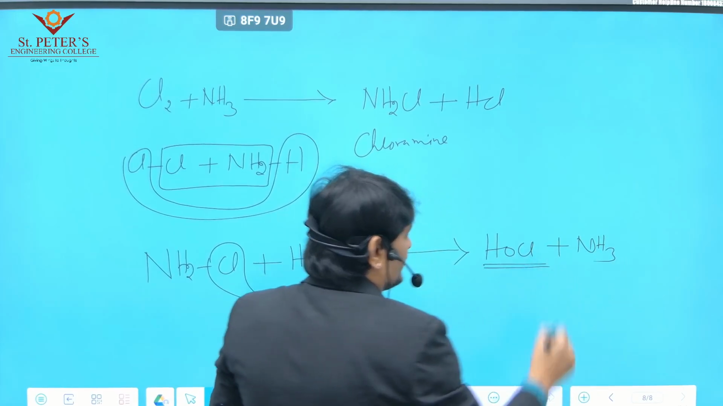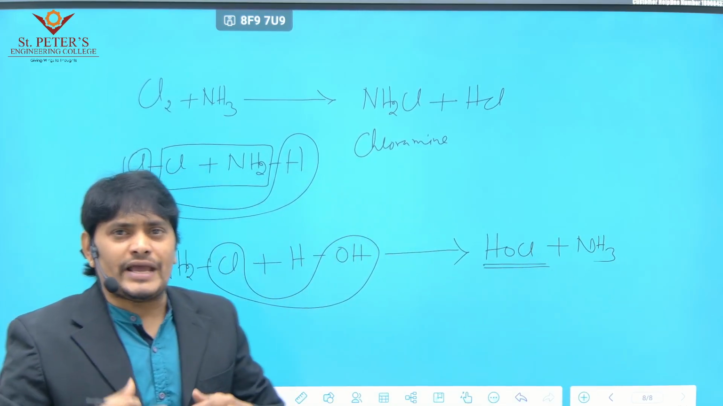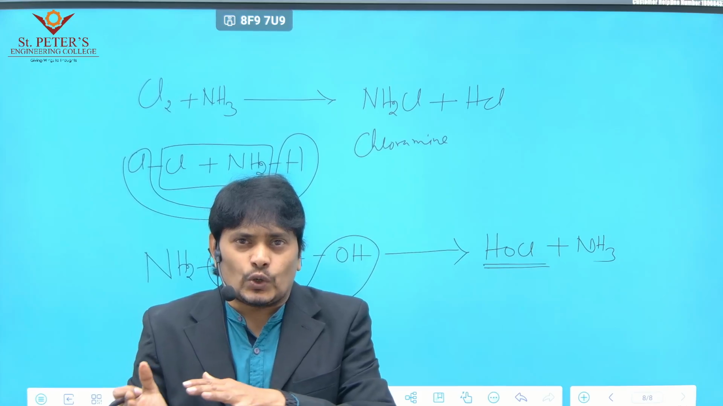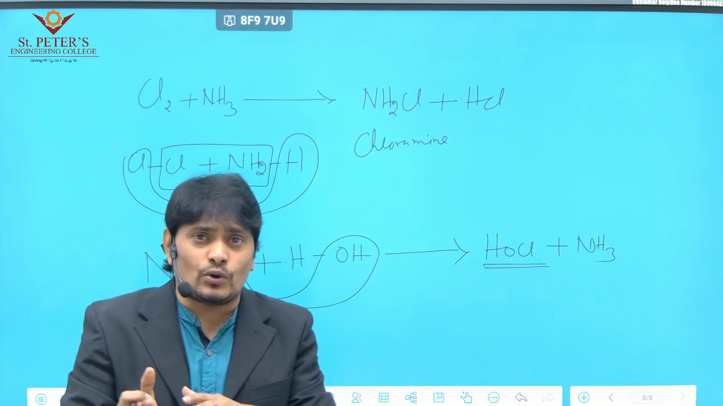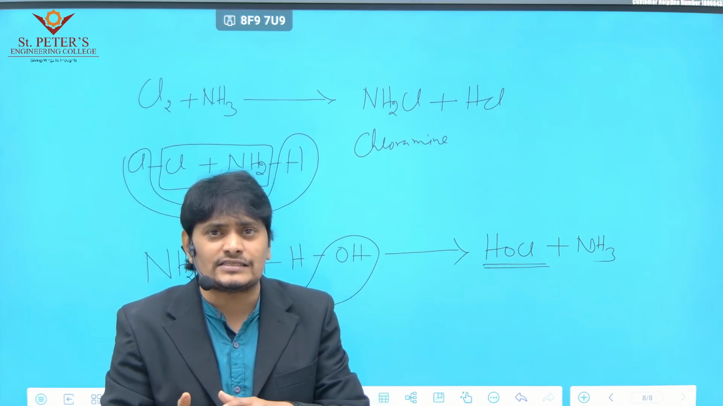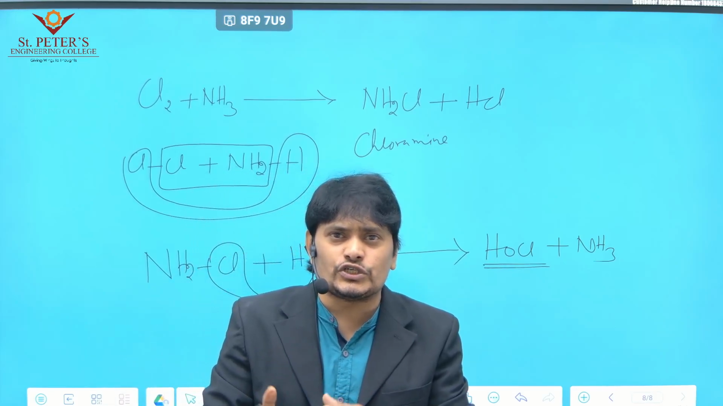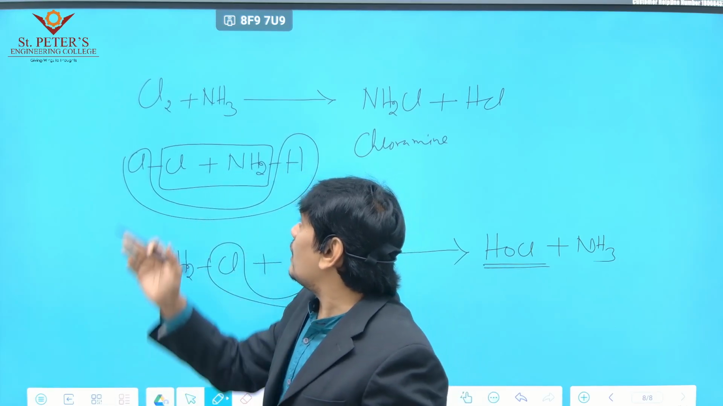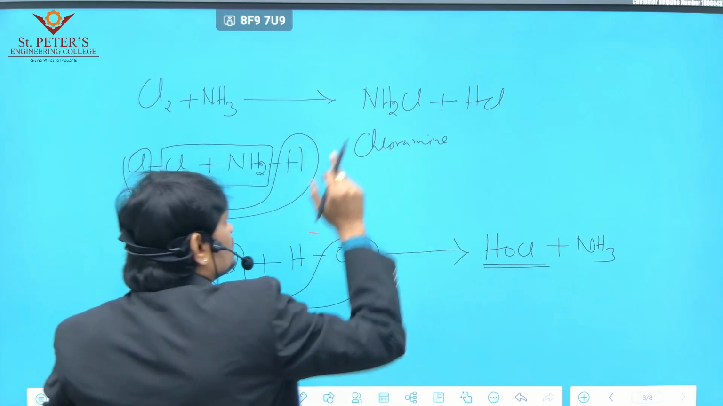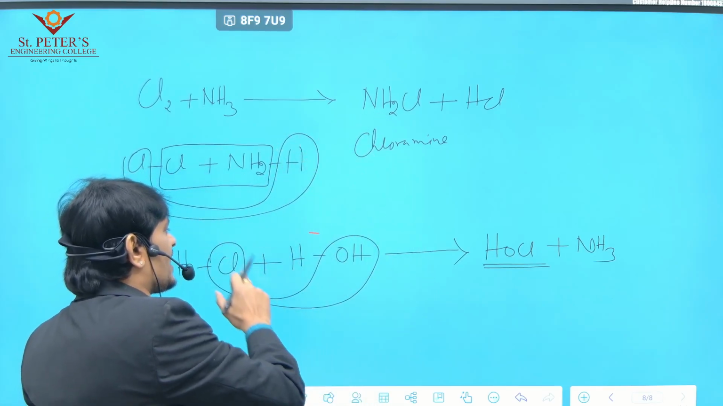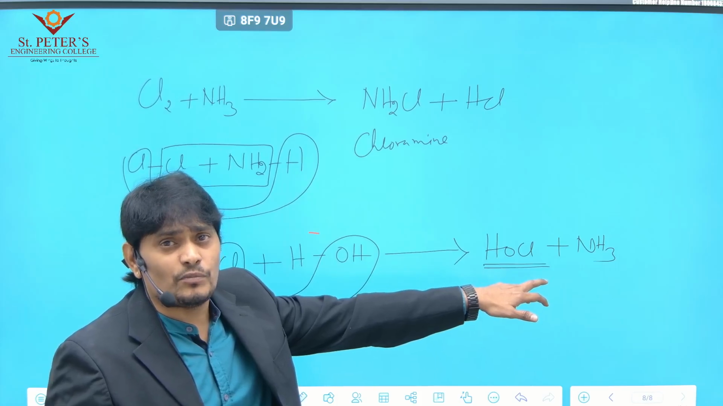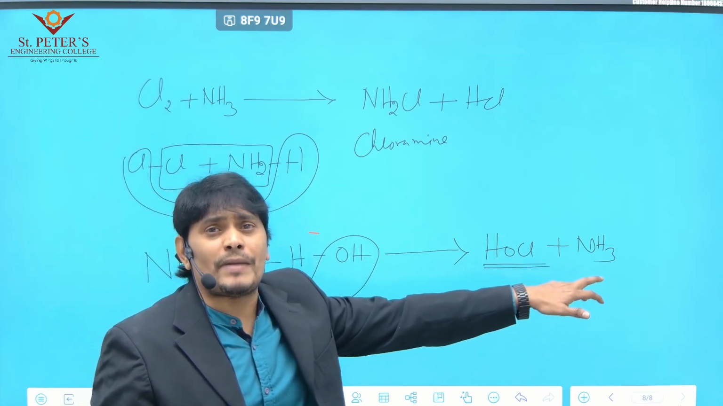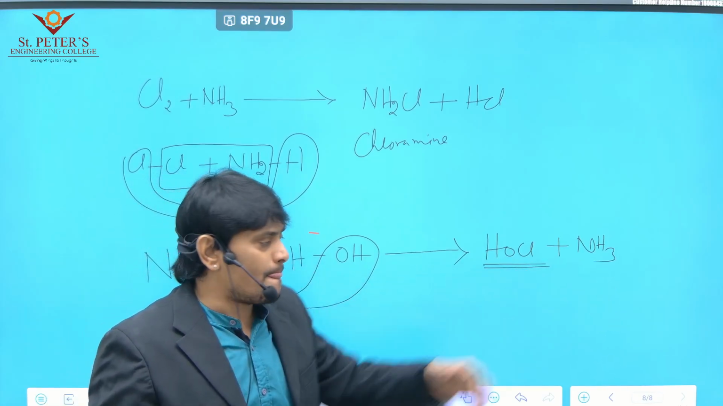HOCl is the disinfectant. The chlorination can be achieved by directly adding chlorine gas to the water, or by adding chlorine gas and ammonia gas in the stoichiometric ratio. Initially chloramine is formed, and this chloramine reacts with the water molecules, resulting in the formation of hypochlorous acid, the powerful disinfectant which kills the pathogenic bacteria present in the water.